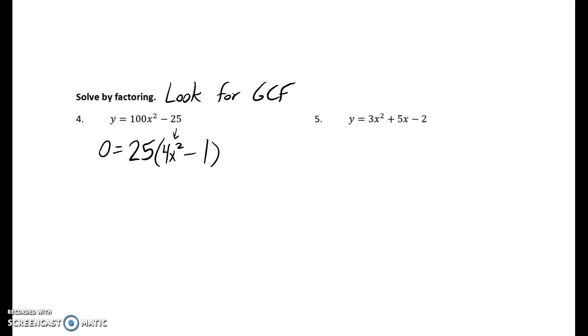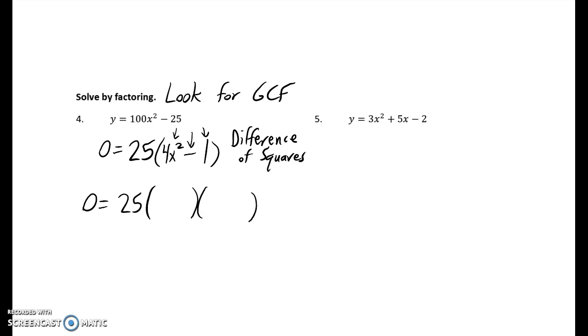Well, I notice that this is a perfect square, and this is a perfect square, and they're separated by subtraction. This is what we call a difference of squares, because of subtraction, because they're both perfect squares. So here's a shortcut. What is the square root of 4x squared? Well, square root of 4x squared is 2x. Square root of 4 is 2, square root of x squared is x. And what's the square root of 1? Well, the square root of 1 is 1. But to multiply to a negative, these signs have to be opposite. So that's our little shortcut.